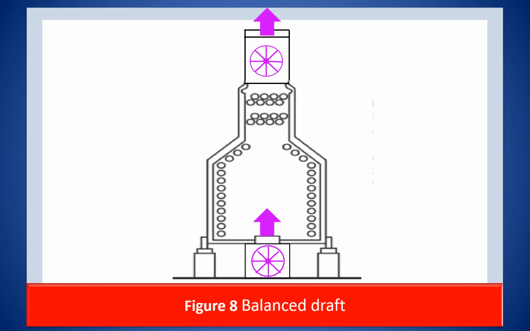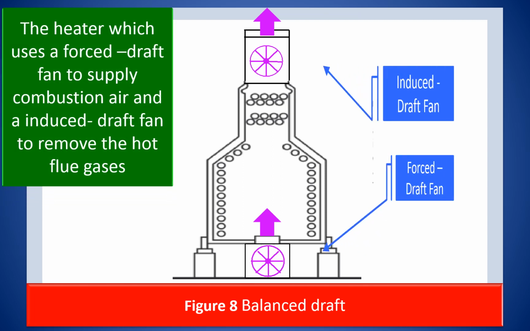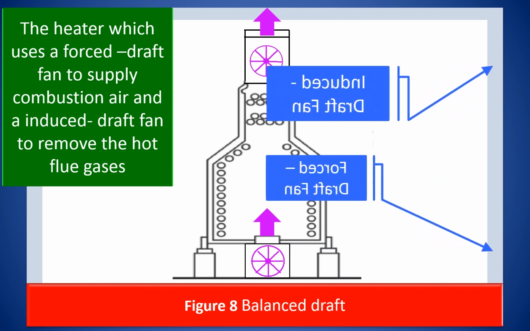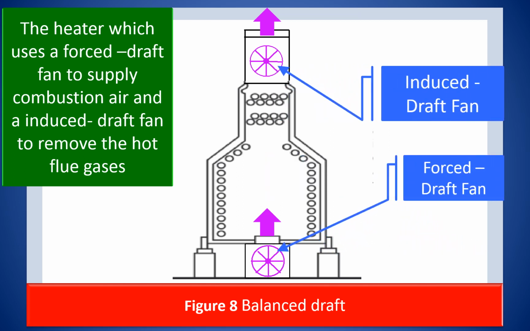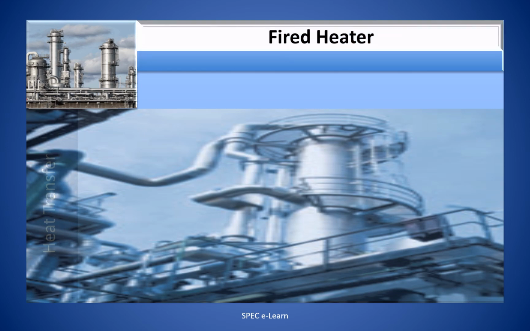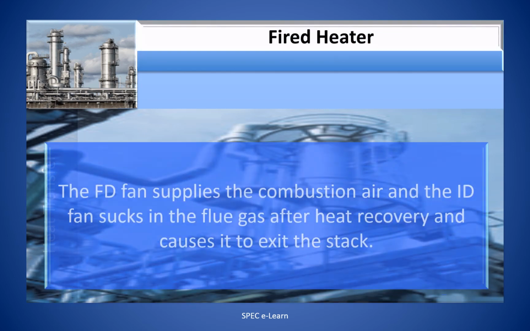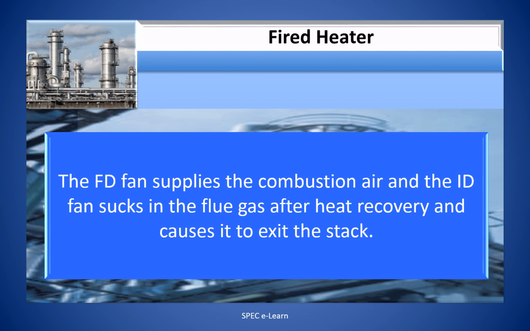The last type of fired heater in this category is a balanced draft fired heater. Balanced draft type heater is illustrated in this figure. It is a heater which uses a forced draft fan to supply combustion air and an induced draft fan to remove the hot flue gases. The FD fan supplies the combustion air and the ID fan sucks in the flue gas after heat recovery and causes it to exit the stack.